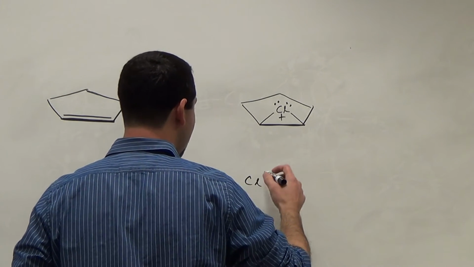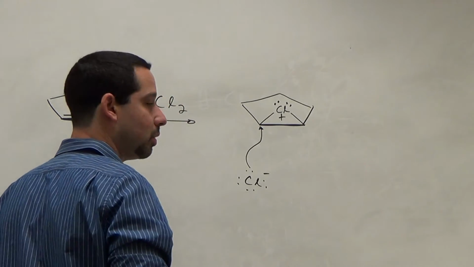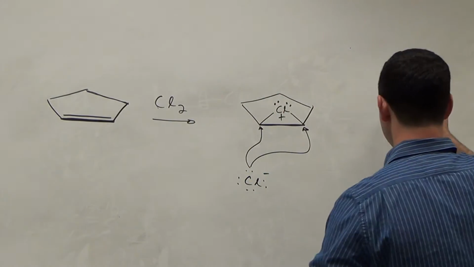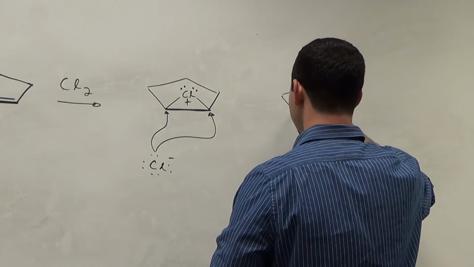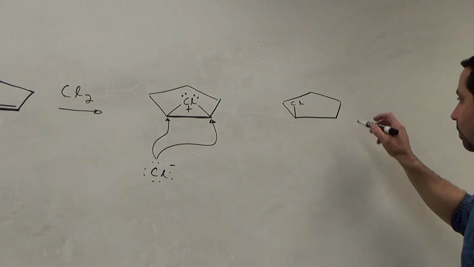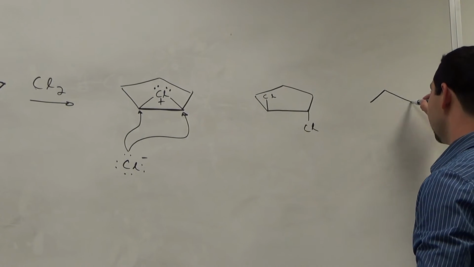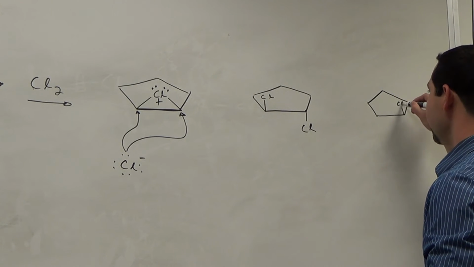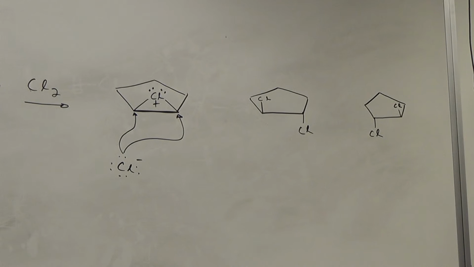And the other one is the Cl minus. It is going to either attack here or attack the other one. No matter where it attacks, you are either going to get a chlorine here, and the other chlorine is going to be here. Or you are going to get a chlorine here and the other chlorine down there. Why does one have to be up and the other down? Because it's anti.